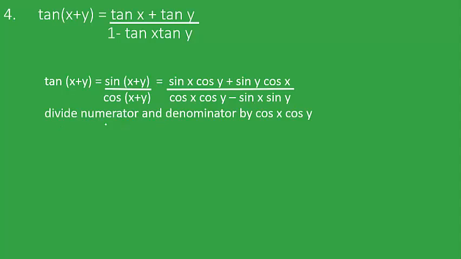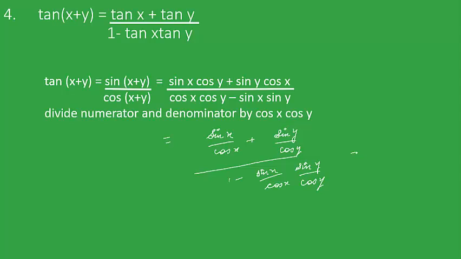If you divide the numerator and denominator by cos x cos y, you will get simply sin x upon cos x plus sin y upon cos y, whole upon 1 minus sin x sin y upon cos x cos y. And as you can recall that sin x upon cos x is equal to tan x, hence you get the property tan of x plus y equals tan x plus tan y upon 1 minus tan x tan y.